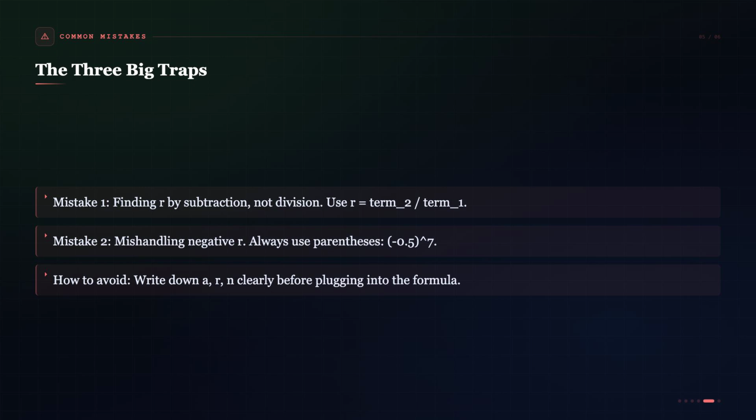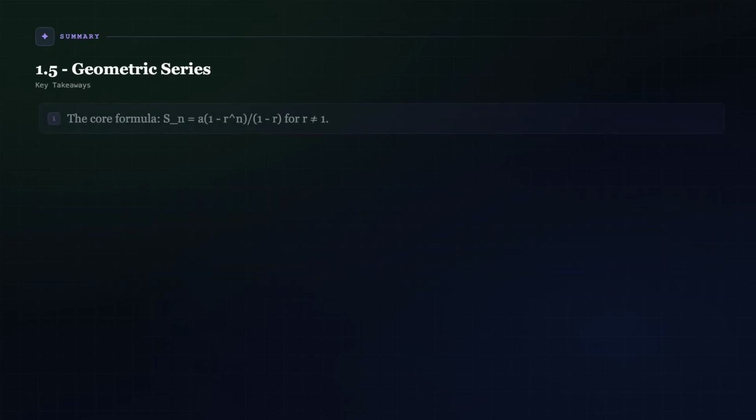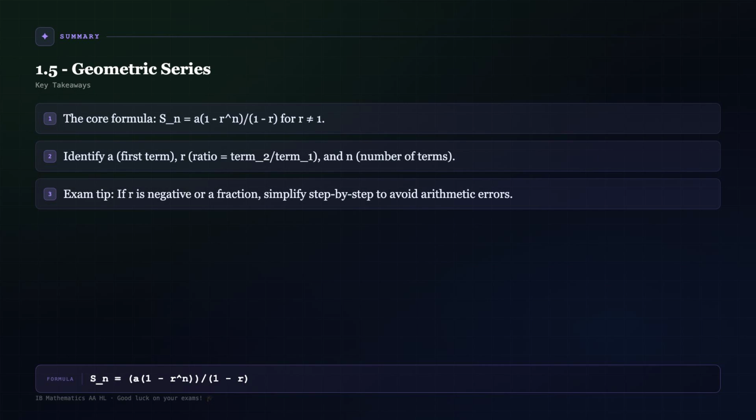A very common mistake is misidentifying the common ratio. Students sometimes subtract terms instead of dividing. Remember, you find r by taking any term and dividing it by the previous term. Another frequent error is mishandling the negative signs in the formula, especially when raising a negative r to a high power. Always use parentheses. Also, a conceptual mistake is using this finite sum formula when you are asked about an infinite sum, which is a different concept entirely, for when the magnitude of r is less than 1.